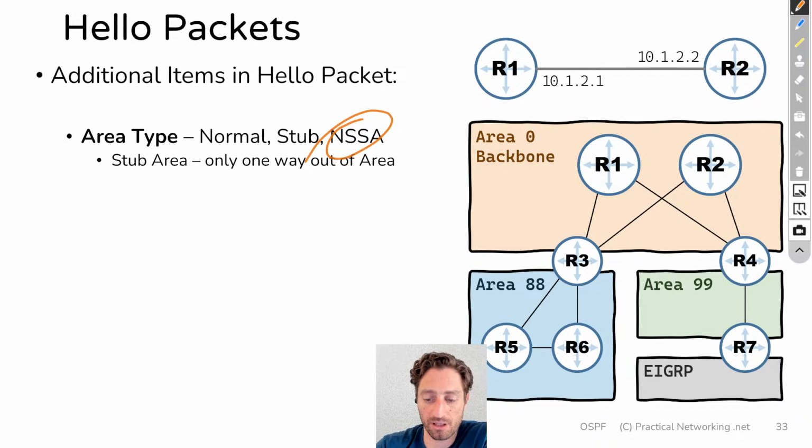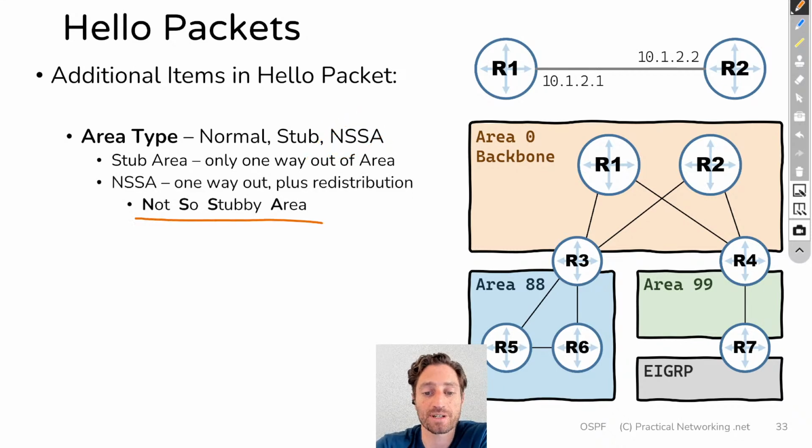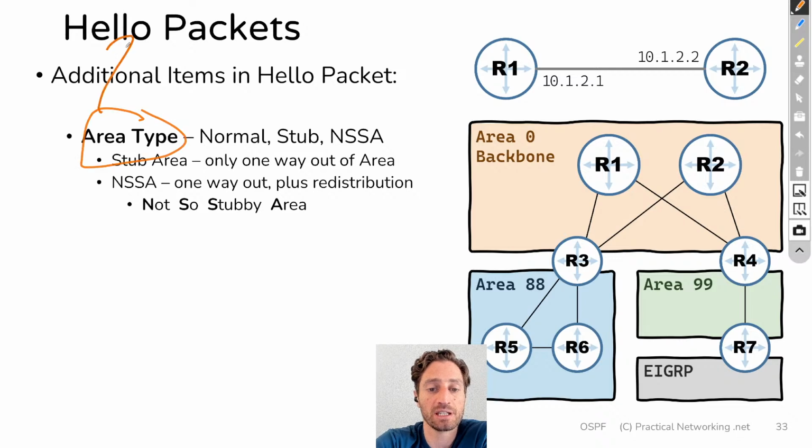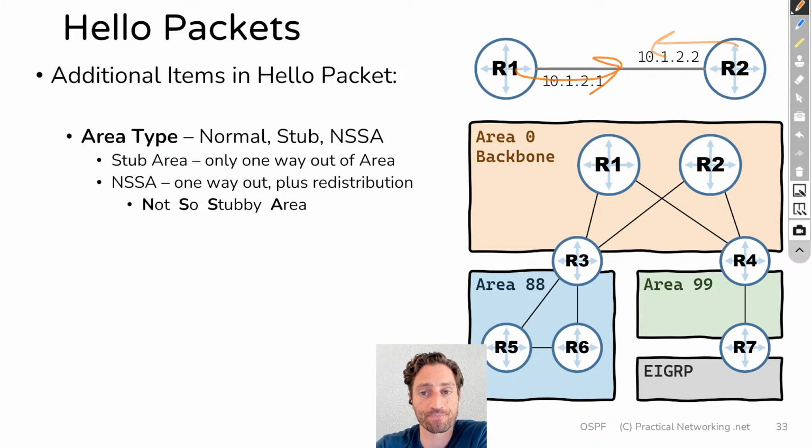The other one we're going to talk about is the NSSA, which stands for Not So Stubby Area. This is essentially the same thing, an area that only has one way out, but it also allows for an ASBR, also allows for redistribution. Both of these things, stub areas and NSSA, are things we're going to look at in more detail later on in the series. For now, I just want to mention that these exist, and they exist for the sake of optimizing the routing tables within specific areas, and they are included in the hello packets that are sent from router to router. So again, the main idea here is just understand that these exist, and they are optimizations to the routing table.